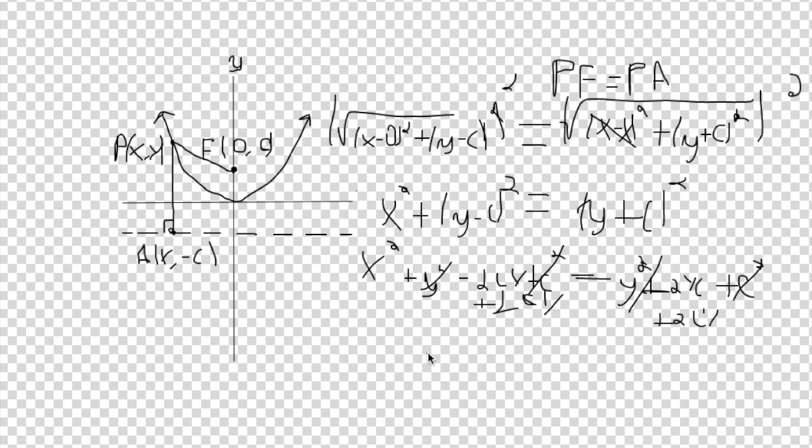That's going to leave us with the equation x squared equals 4cy. And from there, that equation, if you want to, can be simplified to y equals x squared over 4c. And there you go. You have just derived the equation for a parabola that opens upwards. Hopefully it wasn't too hard. One of the easier derivations.